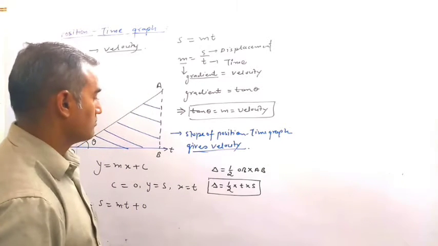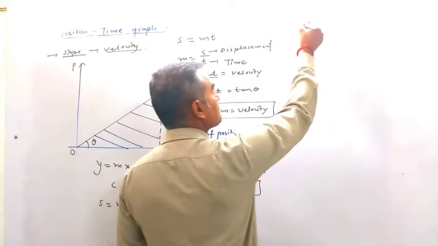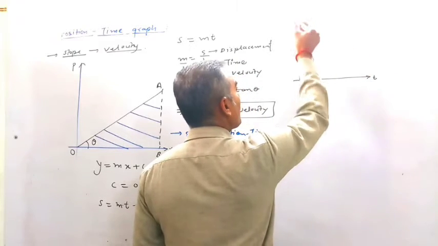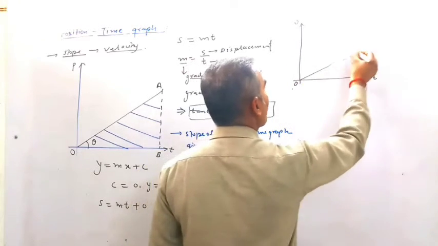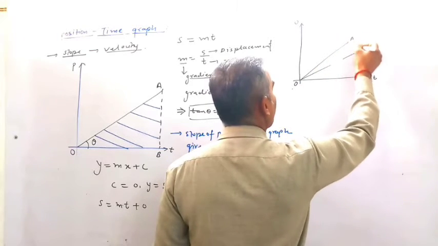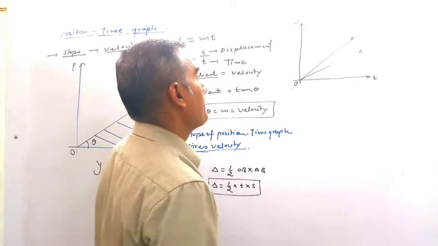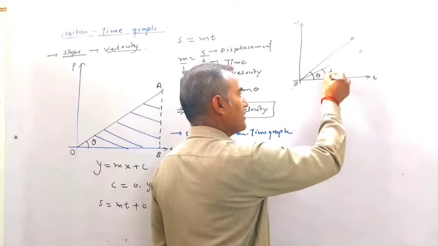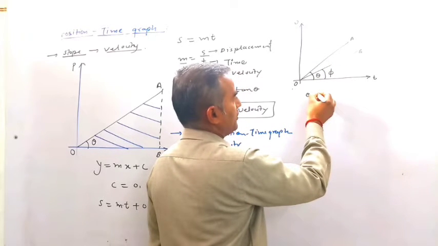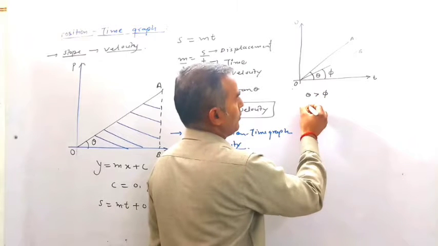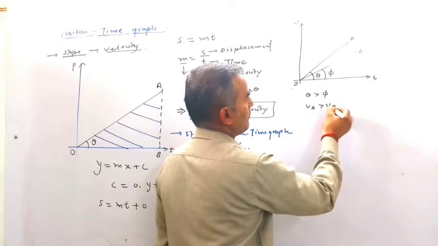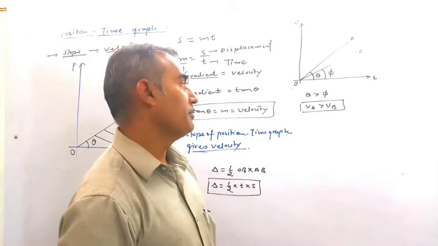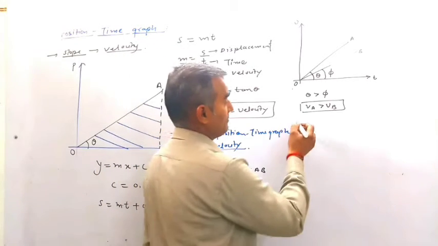Now, point number two is that time, velocity of O, A and B. If we consider the slope of A is theta and the slope of B is phi, theta is greater than phi, so VA is greater than VB. Greater slope with the time axis represents greater velocity.